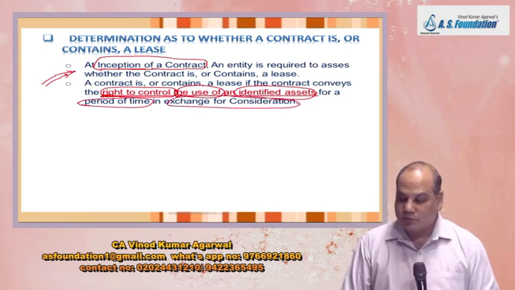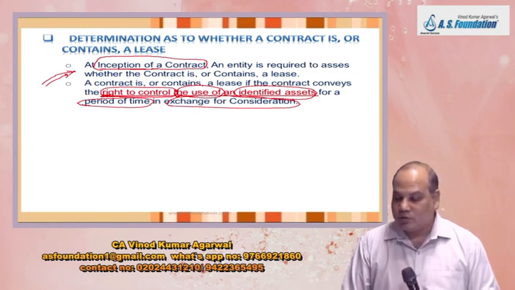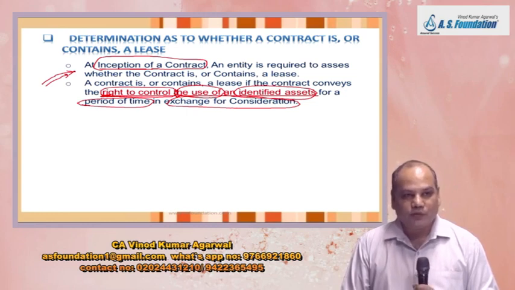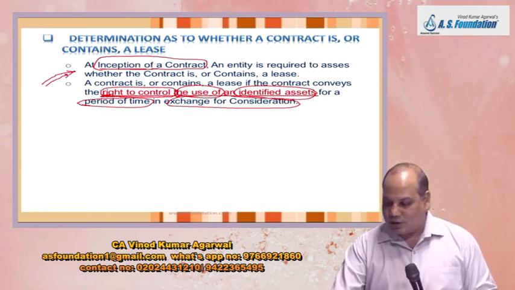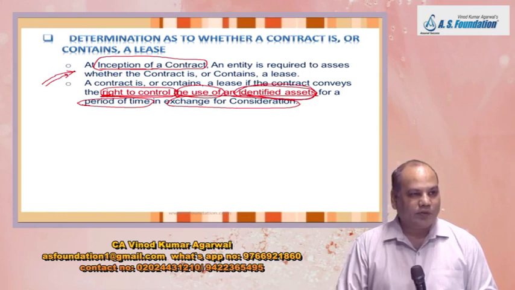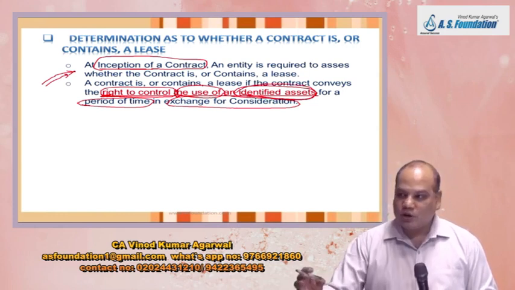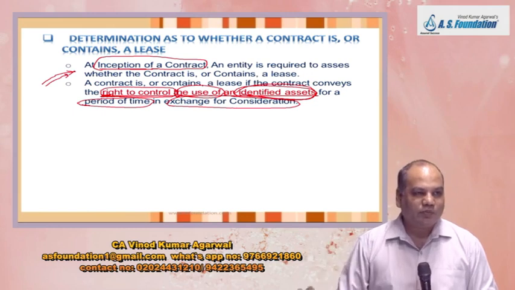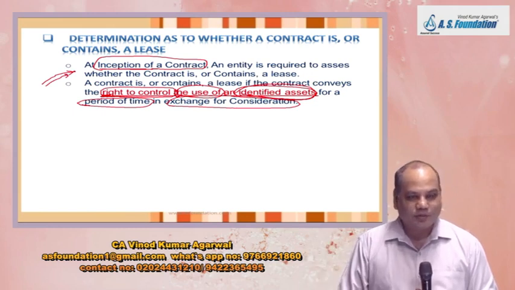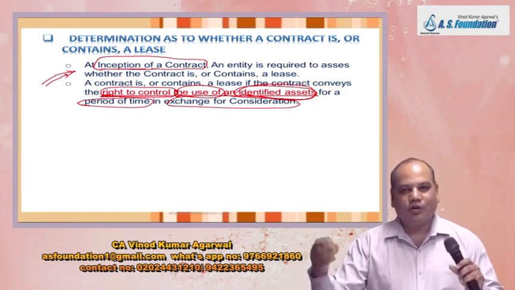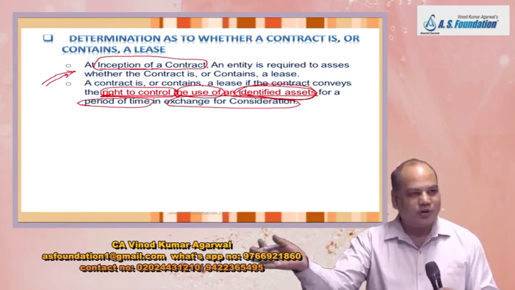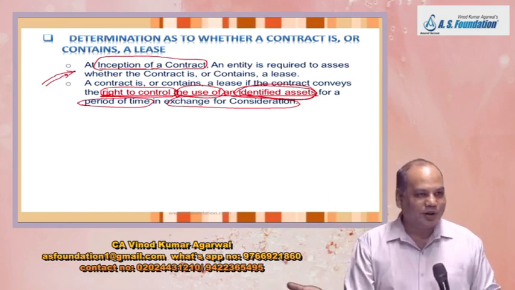5 points. First, right to control. And right to control what? Right to control the use of an asset, use of an identified asset. What is an identified asset? We'll see in the next slide. Don't worry. The asset has to be identified. Which asset is given on lease has to be identified. If I go by bus to Mumbai, there is no identified asset. I go there, I pay the price, whichever bus is going, they will make you sit on that.